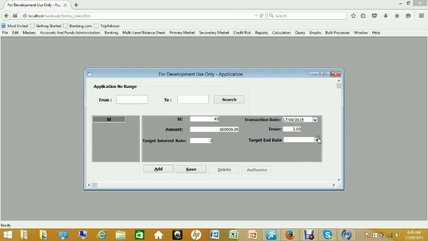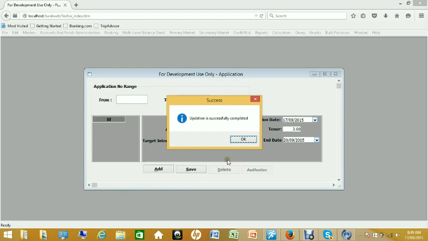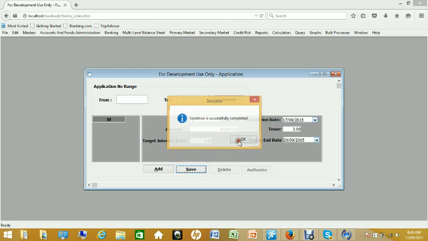2%. Let's enter the target date as 23 days from now, because it's a daily deviation, so I'm just showing you for 3 days. So 20th of September 2015. Let's save. Saved successfully.